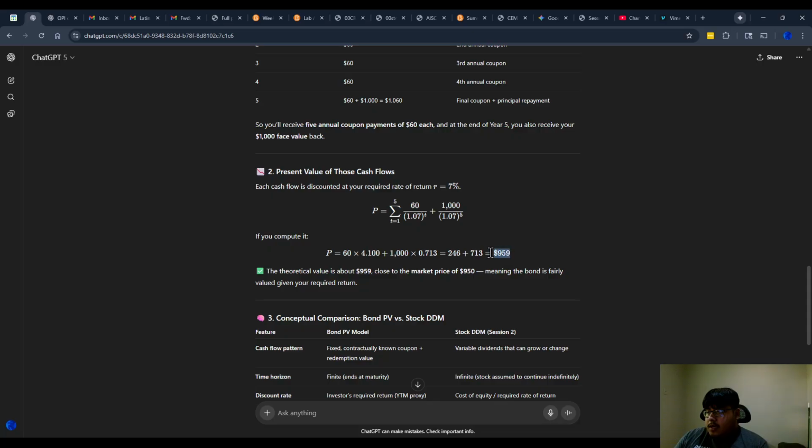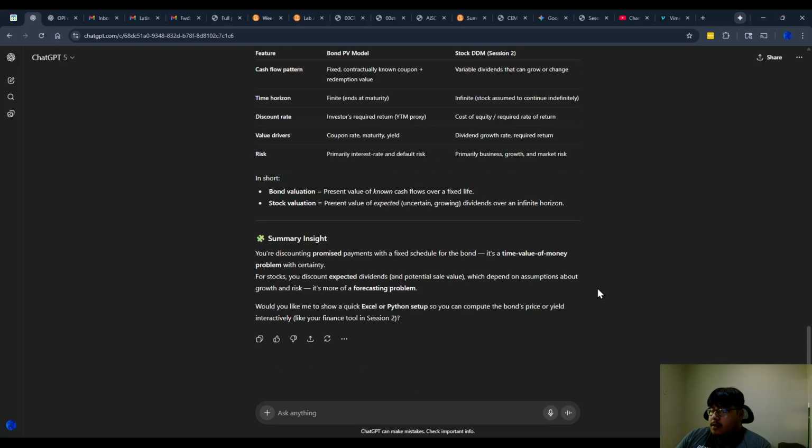So then, computing it, we get $959. So the theoretical value is $959, which is close to the market price of $950, which means the bond is fairly valued given your required return.